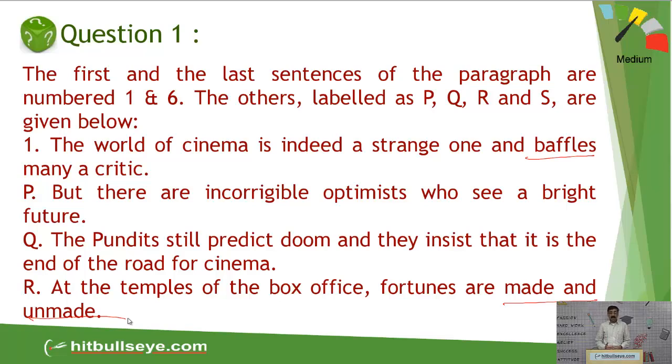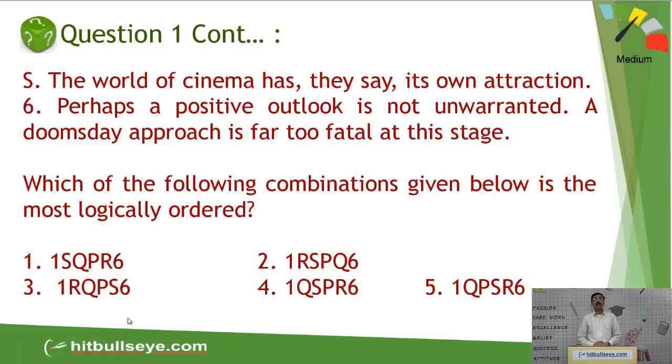Now P is contrasting with Q, so QP will form a mandatory pair, QPS. Now let's go back to the choices. These three sentences, QPS, are forming a mandatory trio. Therefore, the answer is option 3.